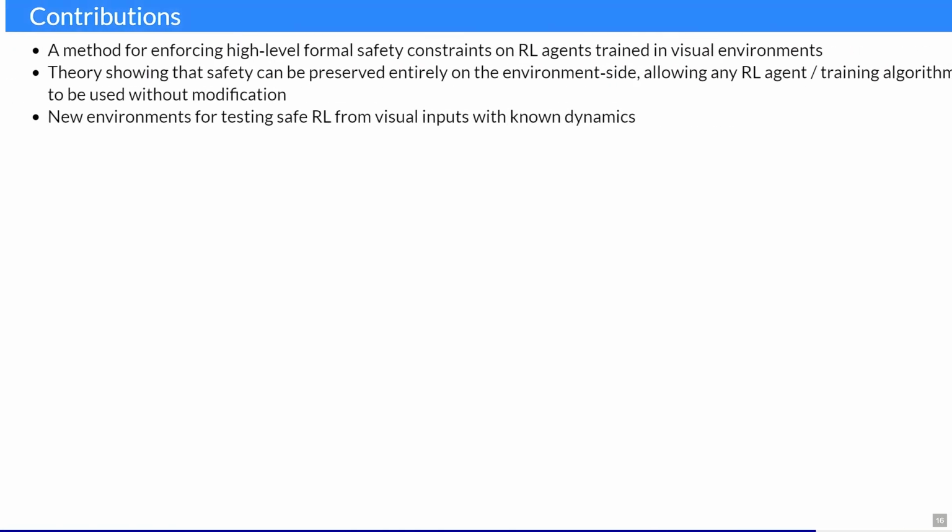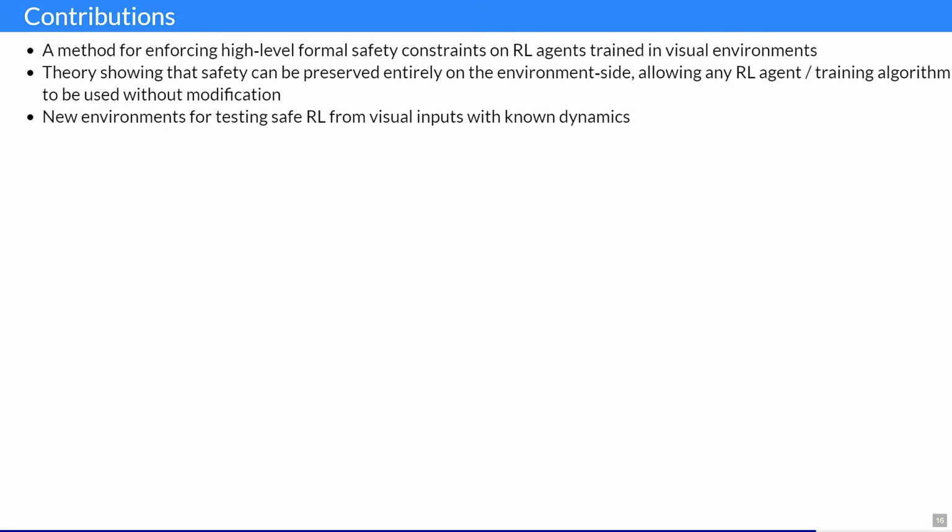So in summary, our contributions are that we present a method for enforcing high-level formal safety constraints on reinforcement learning agents, which are trained in visual environments. And we present a theory showing that safety can be preserved entirely on the environment side with a safety wrapper around the environment, allowing any reinforcement learning agent or training algorithm to be used without needing to modify it to incorporate safe behavior. And we also present a set of new environments for testing safe reinforcement learning from visual inputs with known dynamics, which highlight a set of different aspects of the relationship between preserving safety and enforcing reward.